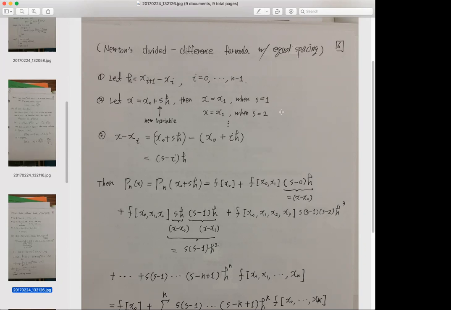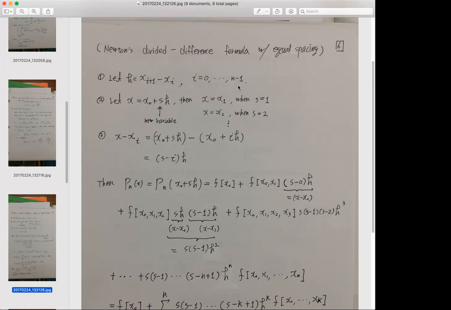Equal spacing means that the nodes are equally spaced. So let's say h is the distance between two consecutive nodes. As you can see, let h equal x of i plus 1 minus x of i, where i goes from 0 through n minus 1.